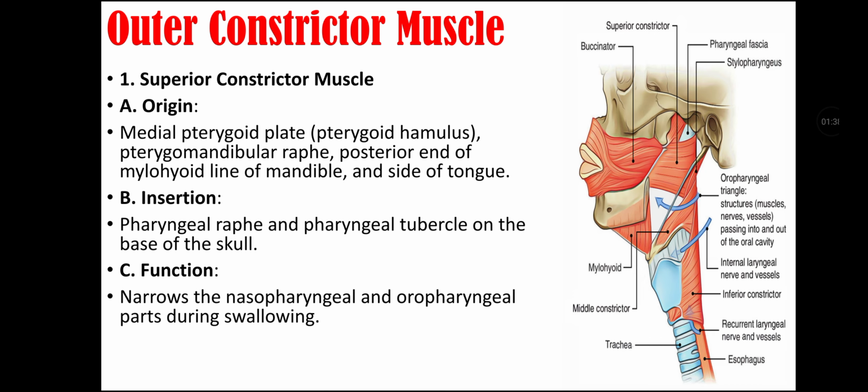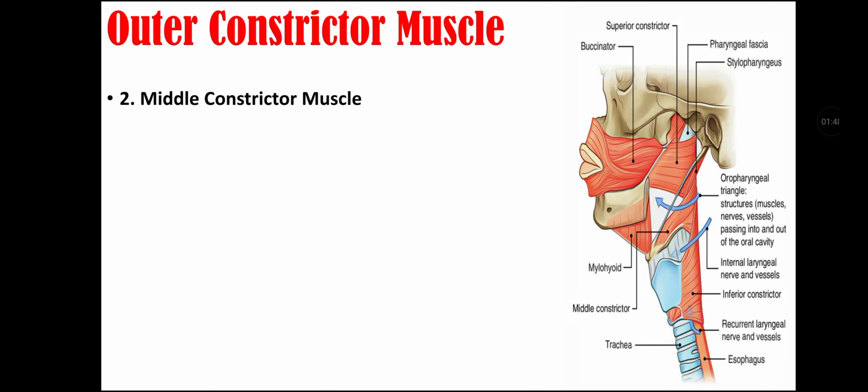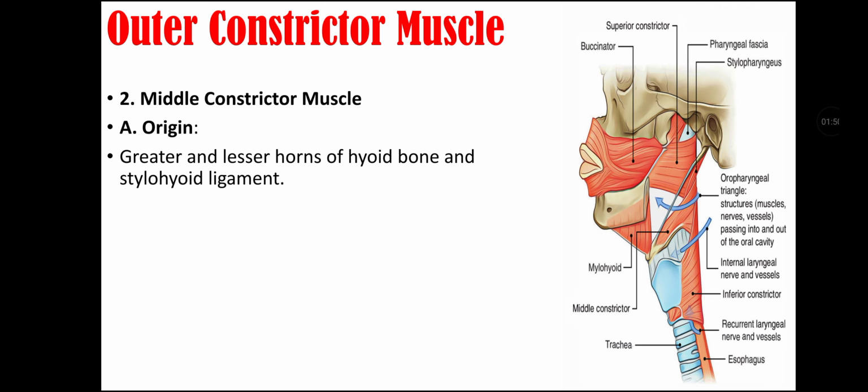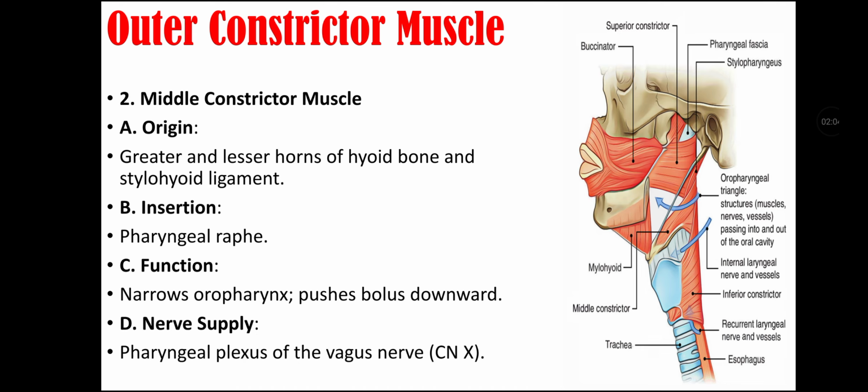Talking about its function, it narrows the nasopharyngeal and oropharyngeal parts during swallowing, and its nerve supply is by pharyngeal plexus of vagus nerve. Next constrictor muscle we have is middle constrictor muscle. It originates from the greater and lesser horns of hyoid bone and stylohyoid ligament. It is inserted into pharyngeal raphe, and its function is to narrow oropharynx, and it pushes bolus downward. Its nerve supply is by pharyngeal plexus of vagus nerve.